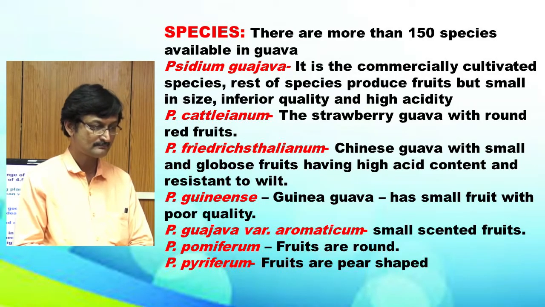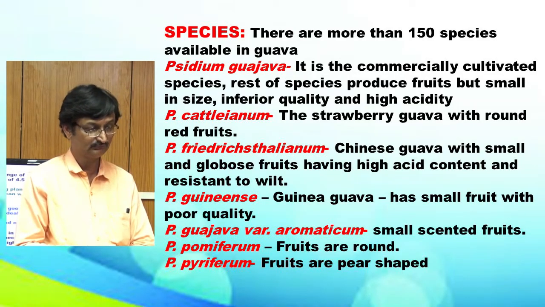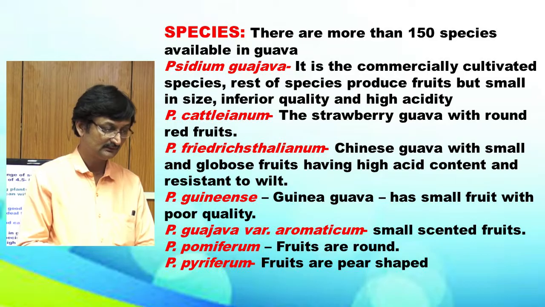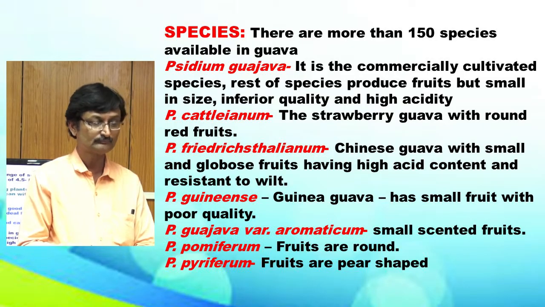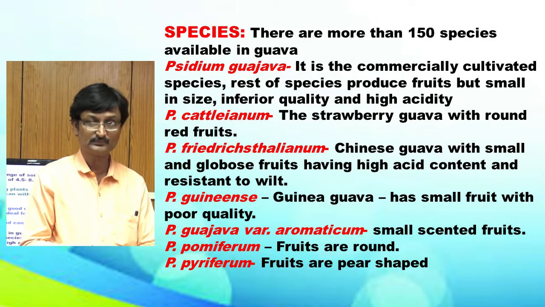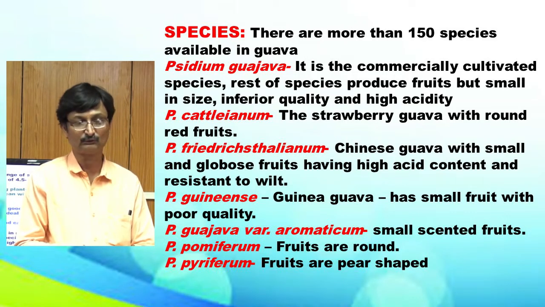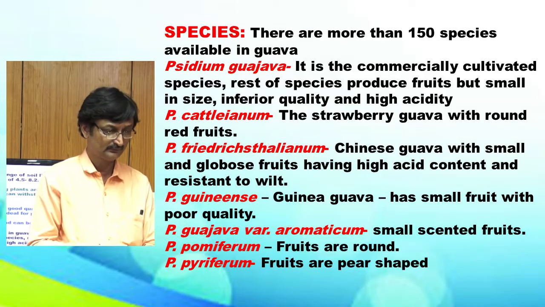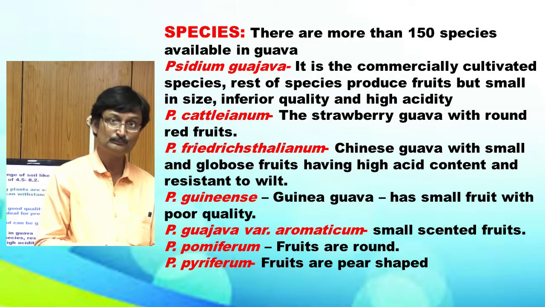Psidium guineense, the Guinea guava, has a small fruit with poor quality. Psidium guajava variety aromaticum has small scented fruits. Psidium pomiferum has round shaped fruits, and Psidium pyriferum has pear shaped fruits.